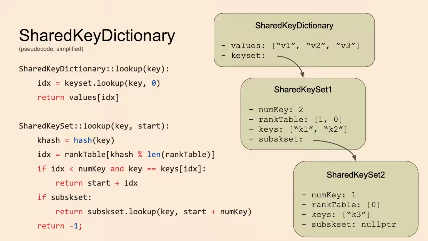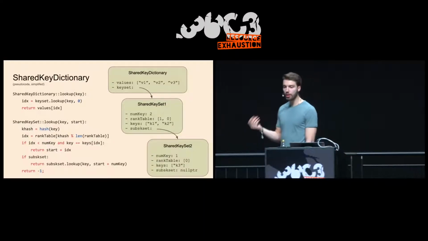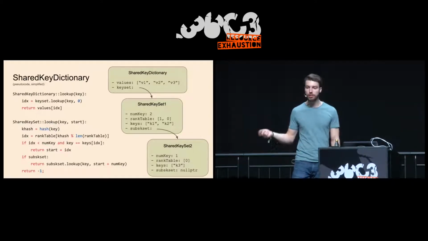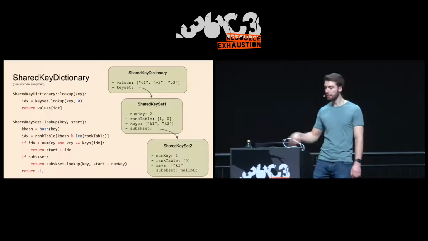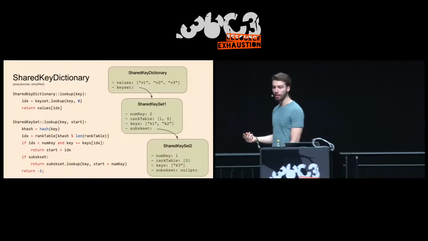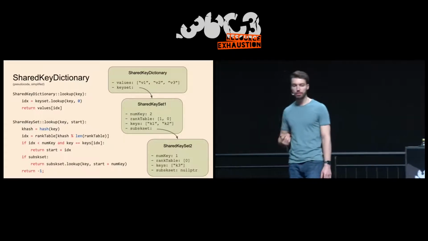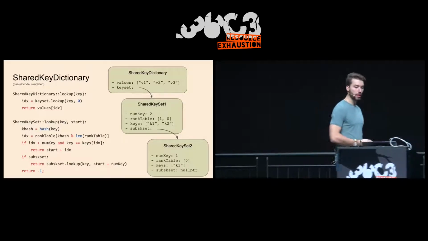And then if that index is valid, so it's being bounds checked against the number of keys, then it has found the correct index, and if not, it can recurse to another shared key set. So every shared key set can have a sub-shared key set, and then it repeats the same procedure. So it already looks kind of complex. Why does it need this recursion? I'm not quite sure, but it's there.